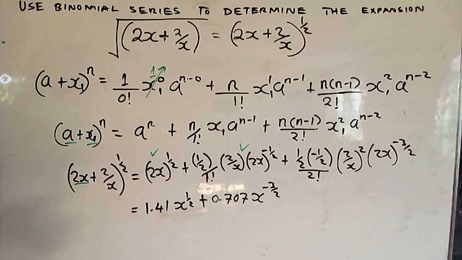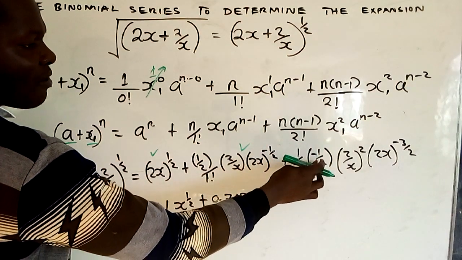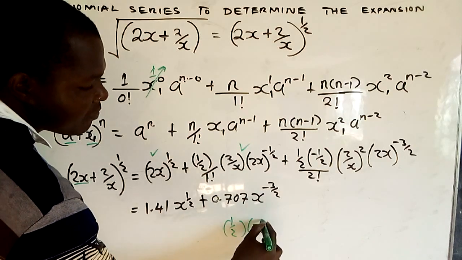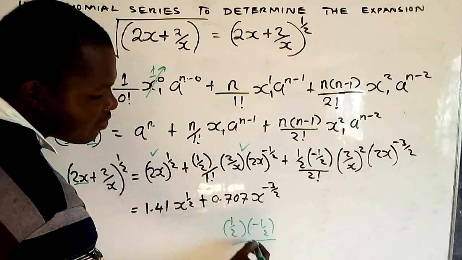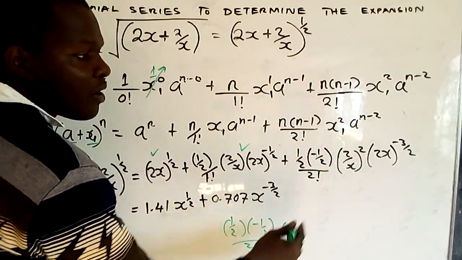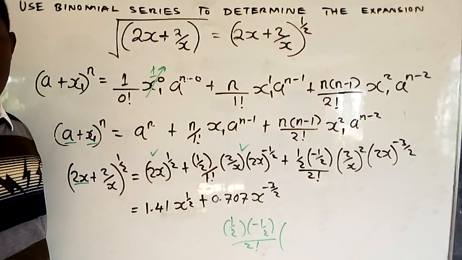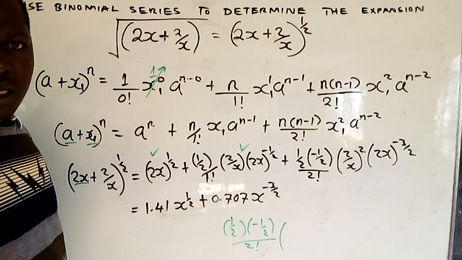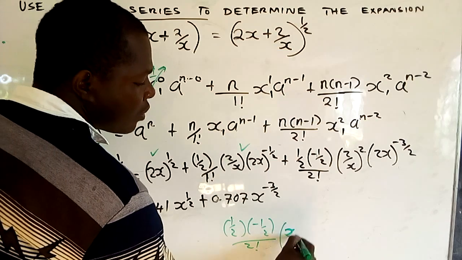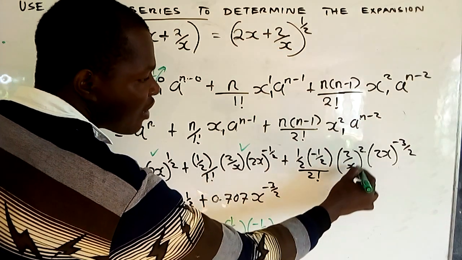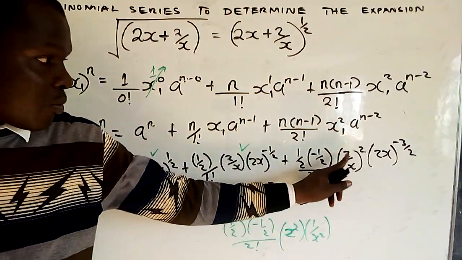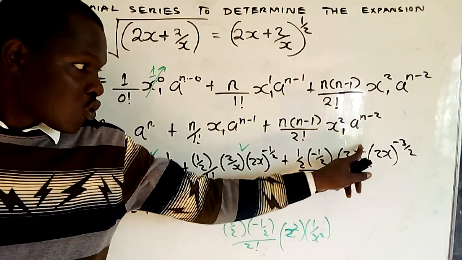Are we together? I go to the calculator. We have a half times negative a half, then you divide it by 2 factorial. Then here we have what? Look here, 2 squared. This square outside is for everything inside the bracket, isn't it? So it is 2 squared, and here we have 1 over x squared. When you bring the square inside, it is 2 squared over x squared.